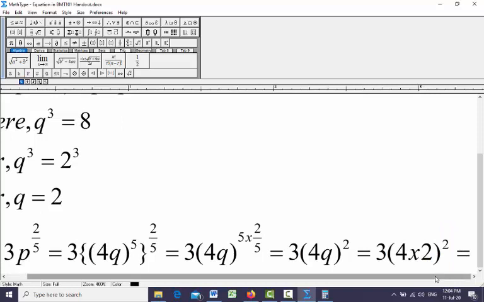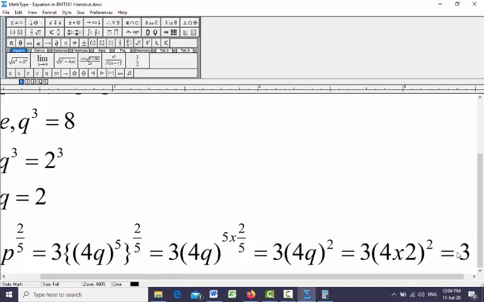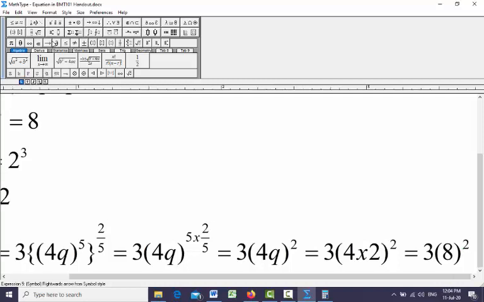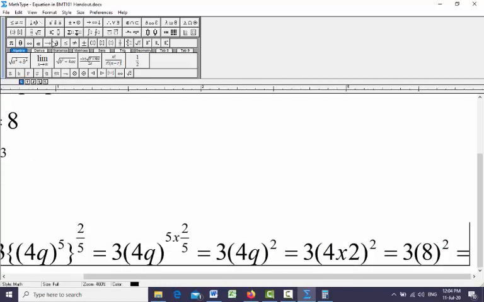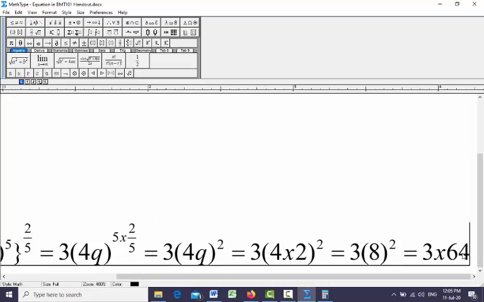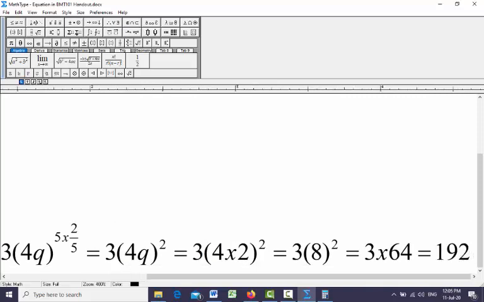So what we will have? We will have this 4 multiplied by 2, which is 8. So 3 bracket 8 square, right? So 8 square is 64. So we have 3 multiplied by 8 square, which means 64. If we multiply 3 by 64, we will get 192. So the answer is 192. So the answer of the first question is 192.